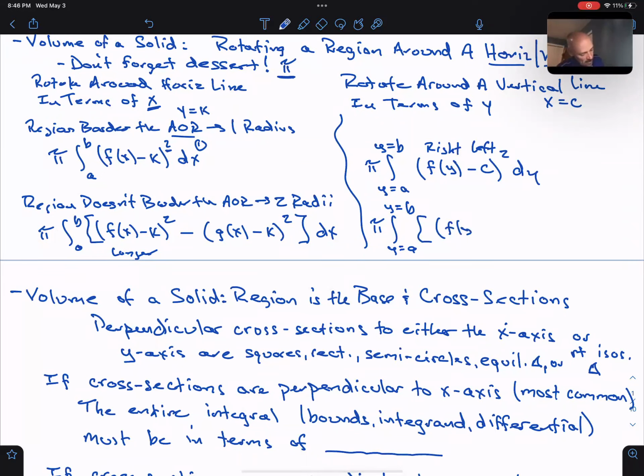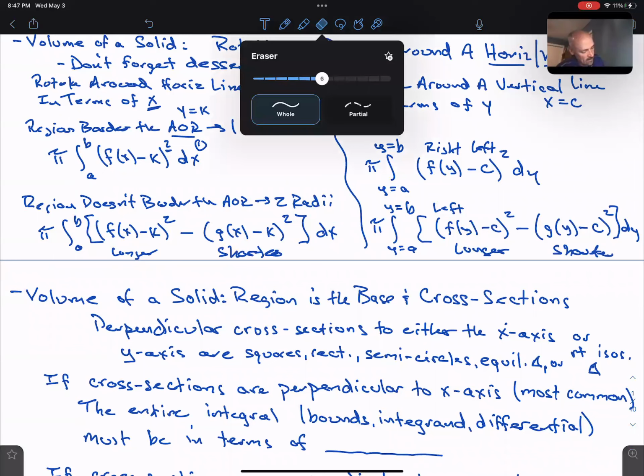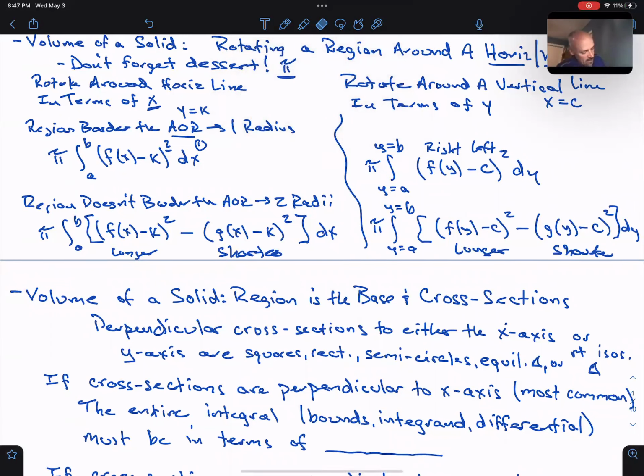F at y minus c squared minus g at y minus c squared, dy. Respect that differential. Again, the longer radius has to come first, followed by the shorter. And up here, this is going to be left. Oops, good catch there. Check that. How about right? Right minus left.